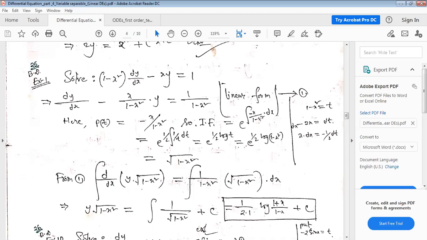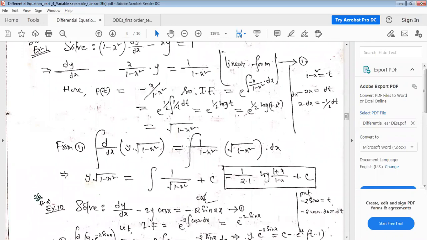Then x dx, what will be? x dx will be minus half dt. So minus half dt, 1 by t. 1 by t, the formula what? Log t, integration with respect to t. So this half can be written as square root. Okay, square root. Then e to the log will be cancelled with the properties of logarithm.